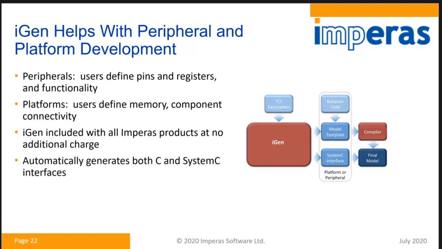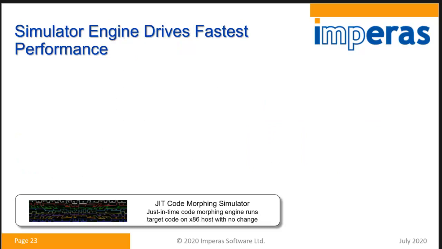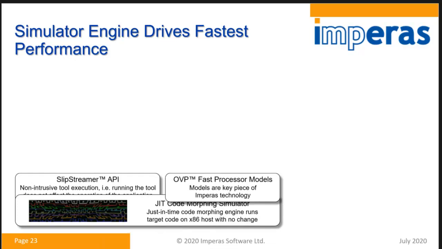We also have a technology, iGen, that helps in the building of these, where you put a description in a succinct script, and out comes the C code and everything that you need for your models. So based around a simulation engine of extremely high performance. It's a just-in-time code morphing engine, runs on the x86, and it maps the ARM or the MIPS or the RISC-V instructions on the fly to the x86 very efficiently.